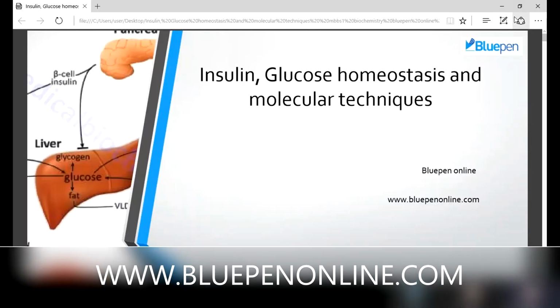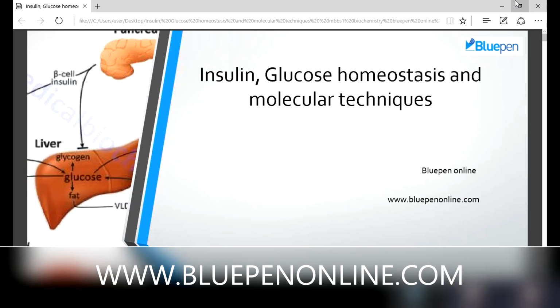Then we are entering into some sort of clinical chemistry. What about your idea about glucose homeostasis? Homeostasis is the tendency of a thing to remain constant. So glucose homeostasis means the tendency of glucose in our body to remain constant.